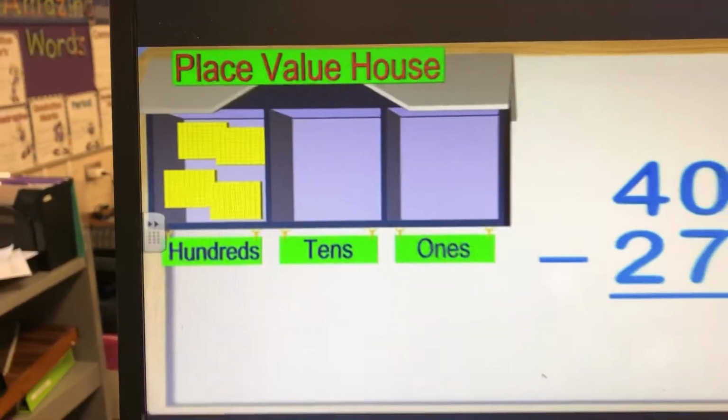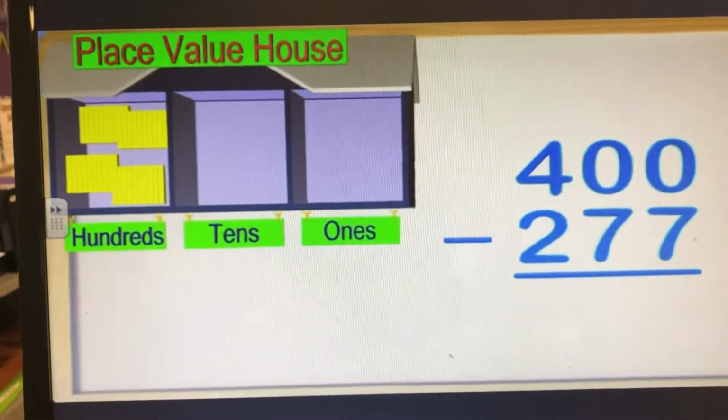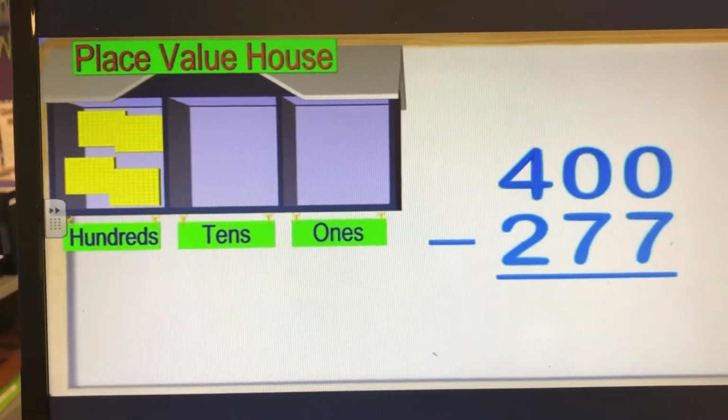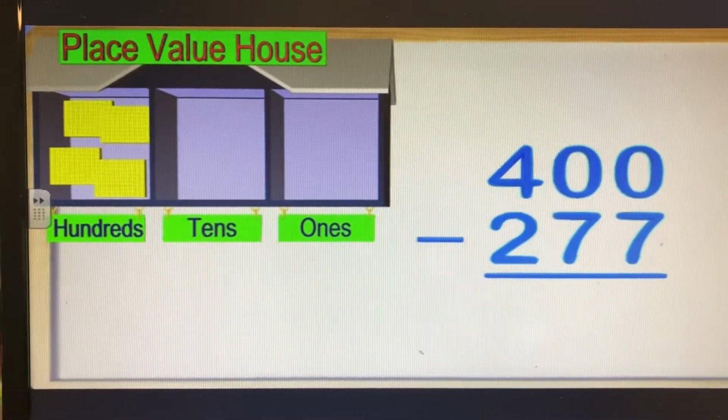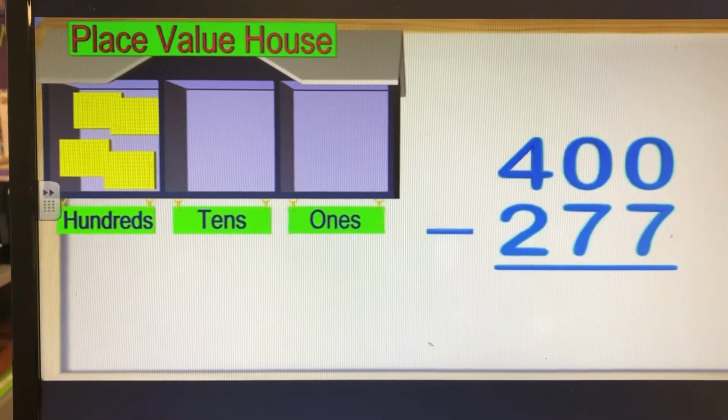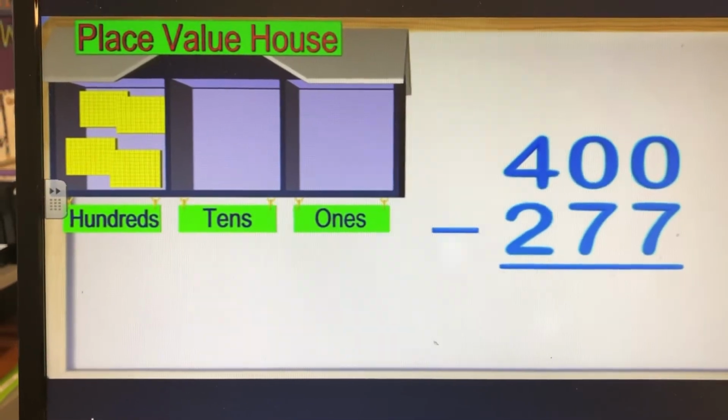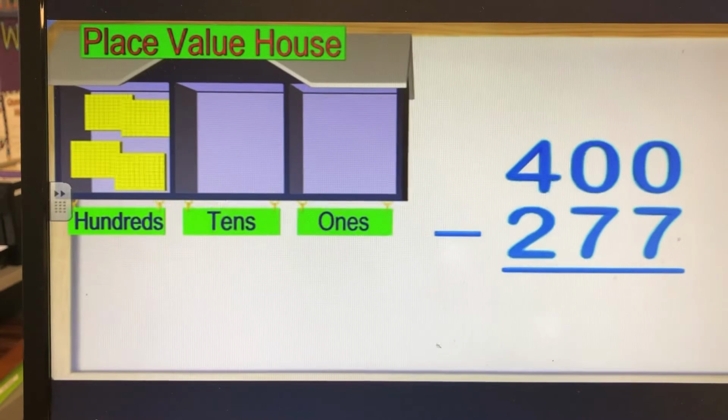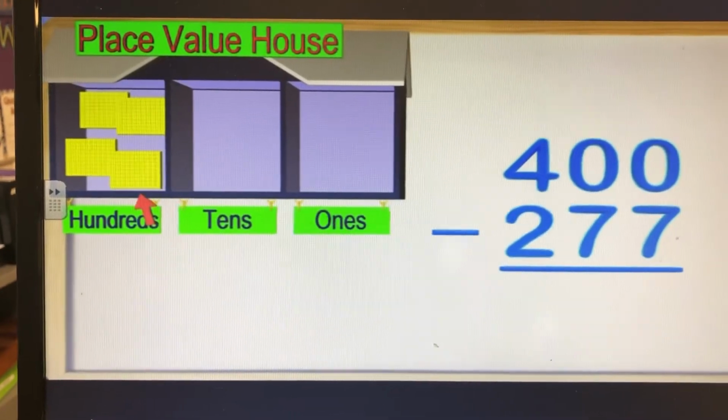In the number 400, the zeros mean that there is nothing in that place. In the ones and the tens column, we have no blocks since the number in that place is 0. In the hundreds column, we have 4, or 4 hundreds. You can see the hundreds blocks, and there are 4 of them.